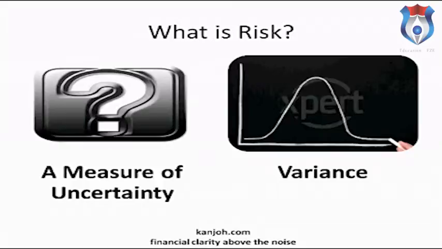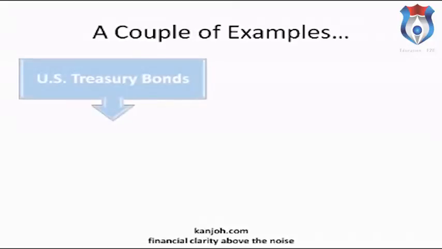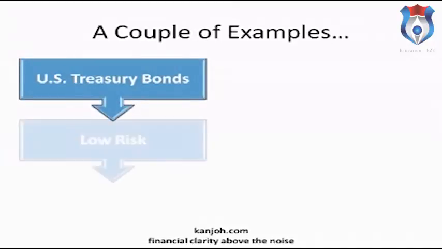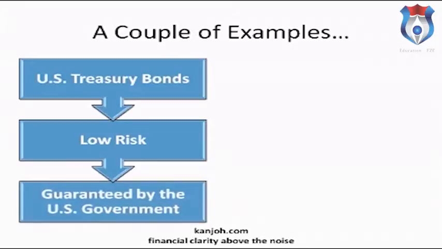So let's illustrate this by taking another trip to the world of Kenjolia, where Joe is trying to decide between a couple of different investment opportunities. One thing he's looking at is U.S. Treasury bonds. Now, U.S. Treasury bonds are pretty low risk. Why are they low risk? It's because they are guaranteed by the U.S. government. And the U.S. government has the power to print as much money as it wants. So it can pay off the interest and the principal by just printing more money.